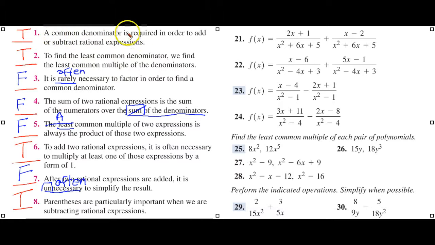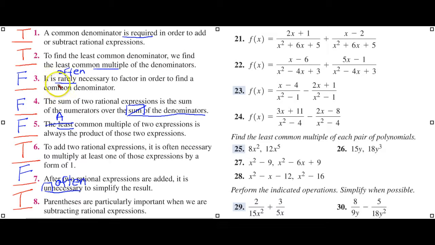A common denominator is required in order to add or subtract rational expressions. That's true. To find the least common denominator, we find the least common multiple of the denominators. That is true.